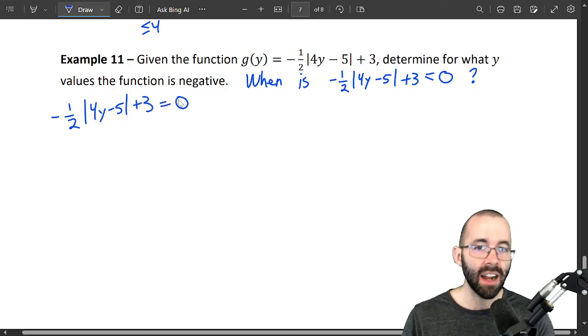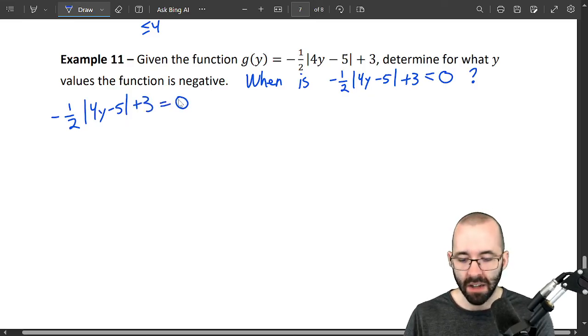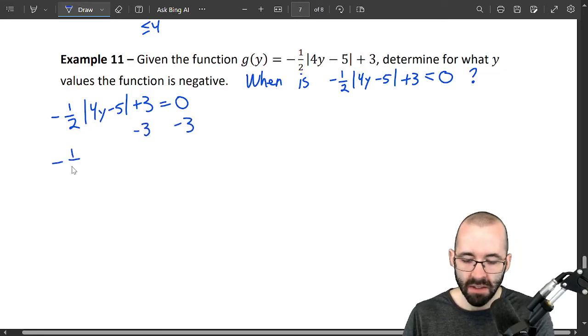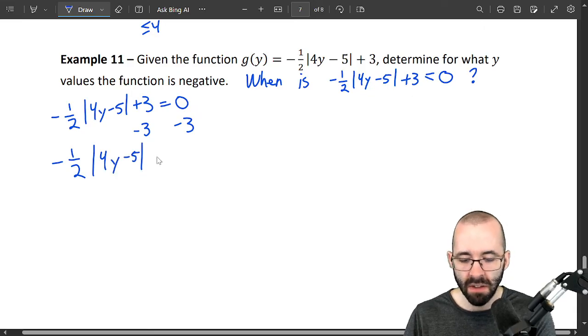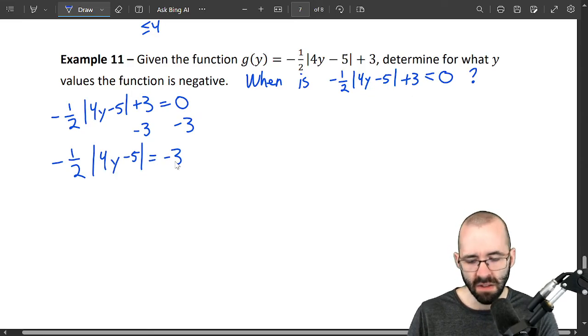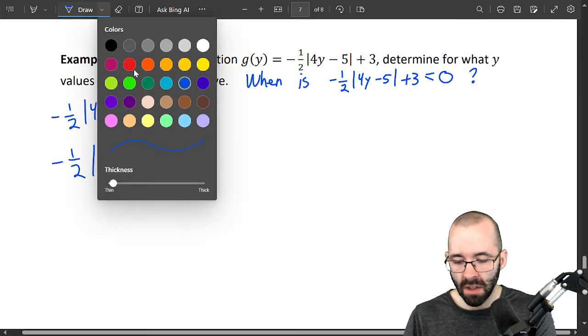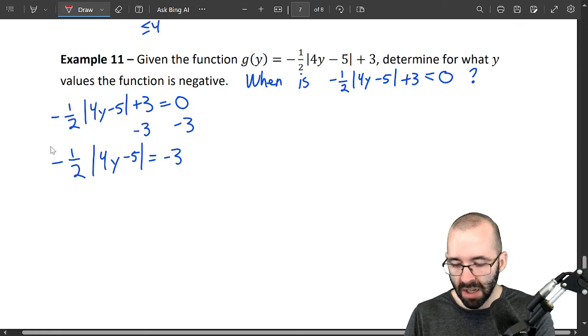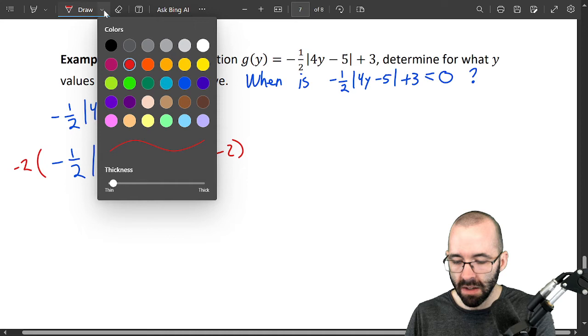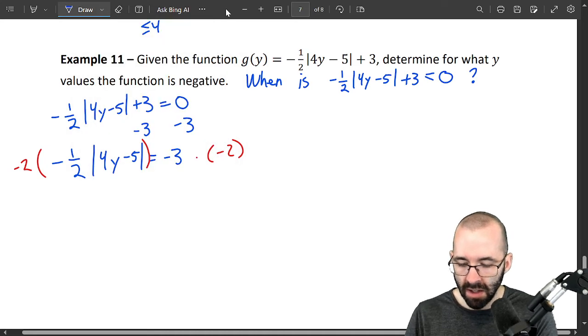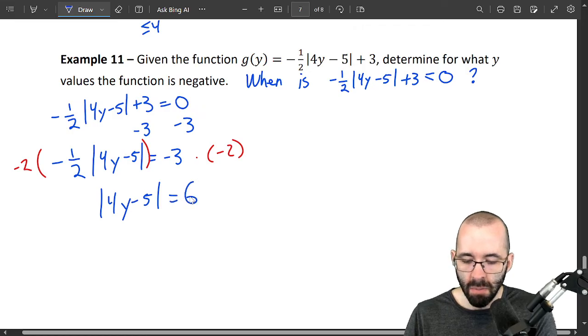We need to isolate that absolute value, get the absolute value by itself. So we'll subtract 3 from both sides, and get negative 1/2 times the absolute value of 4y minus 5. When is that equal to negative 3? Multiply both sides by negative 2. And when we multiply both sides by negative 2, what we get is absolute value of 4y minus 5 equals positive 6.